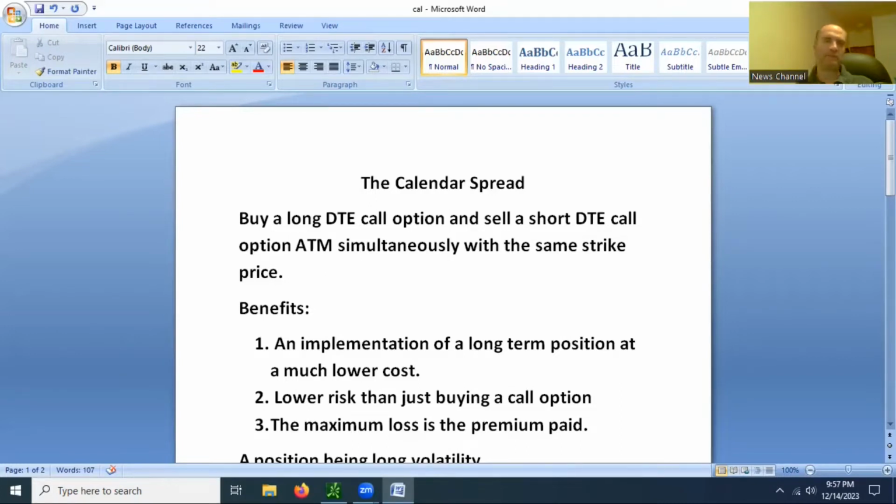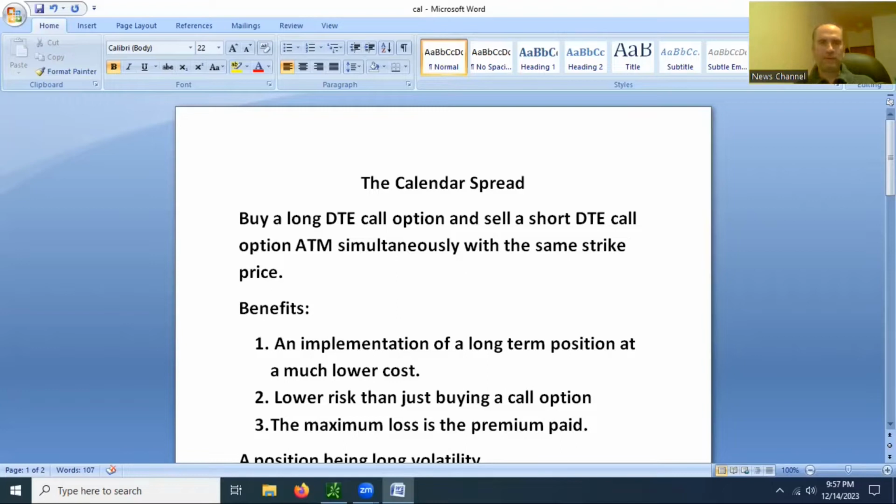And what are the benefits of the strategy? The implementation of a long-term position at a much lower cost. Because if you were going to go out and buy the shares, let's say it's a $200 stock, the rules of options are it's 100 shares for every option, so it's going to cost $20,000. This strategy is going to cost a lot less.